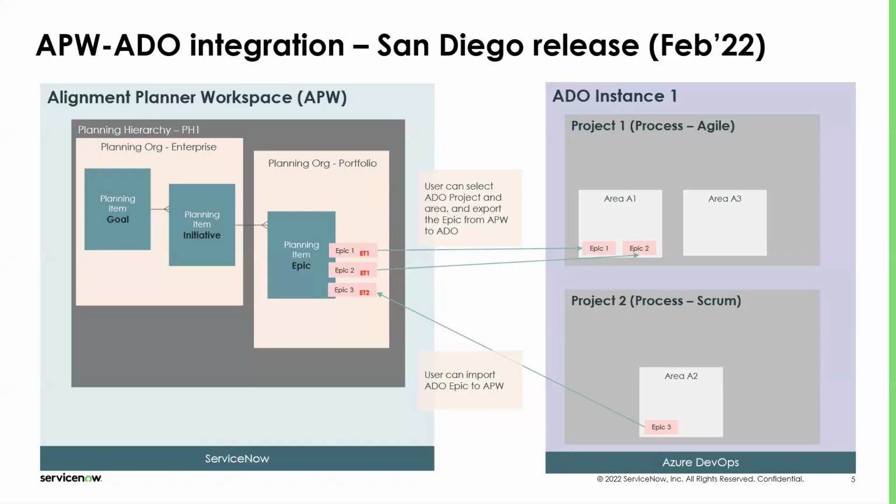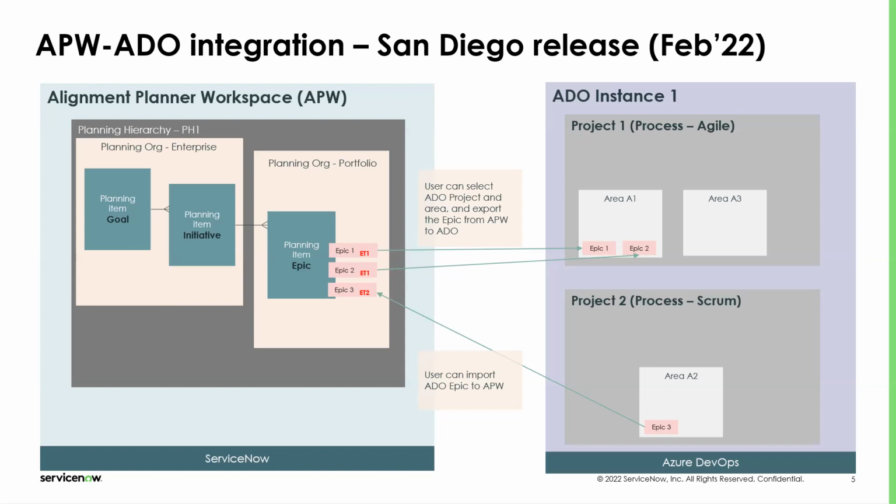So a very high level architecture, or you can say the 30,000 feet view of this integration, looks something like this. You have Alignment Planner Workspace where you have planning hierarchies and planning organizations, and within those you can have planning items. As you might already know, all those things are highly configurable as per your organization's needs. In this example, I have created an enterprise planning hierarchy in which I can have goals and then initiatives, and a portfolio planning organization where I can have epics.